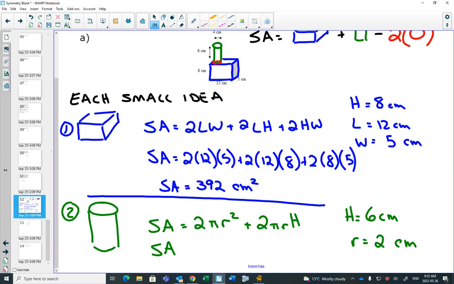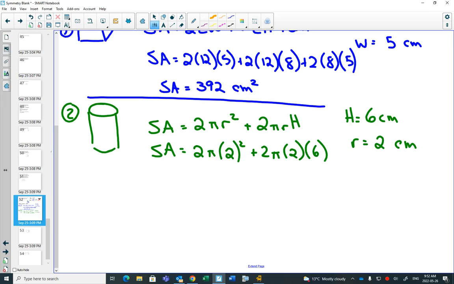So our surface area of this one would be 2 times pi times 2 squared plus 2 times pi times 2 times 6. All right, now this one, you're going to need your calculator. Yeah, pi, you got to take out your calculator.